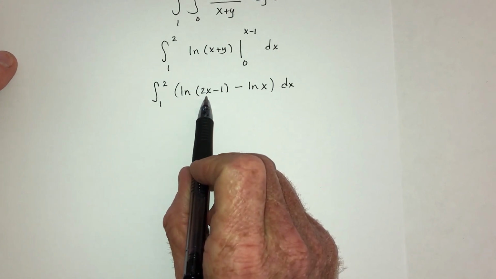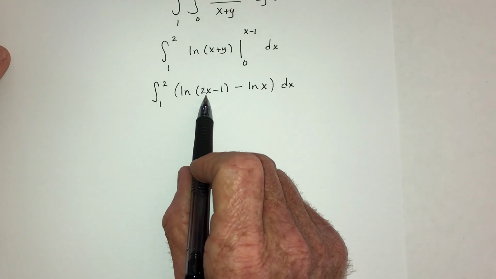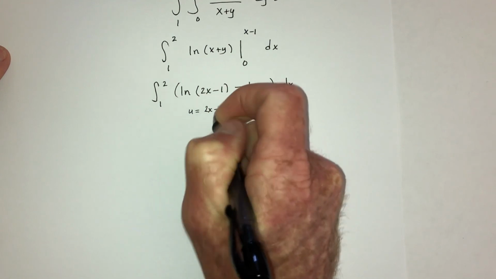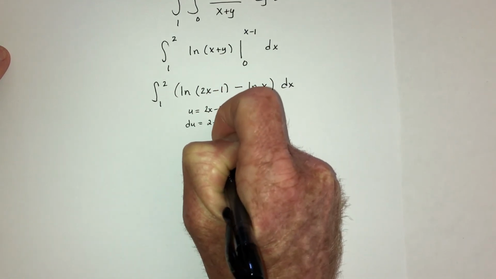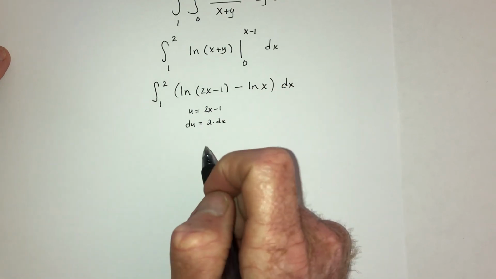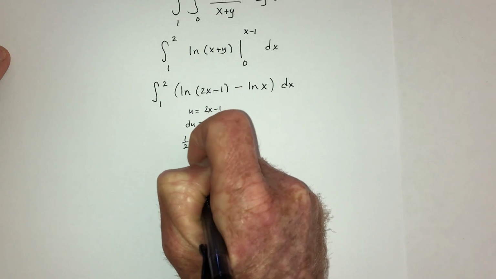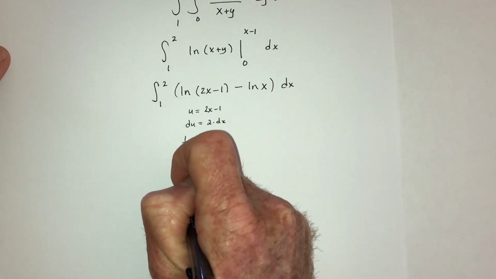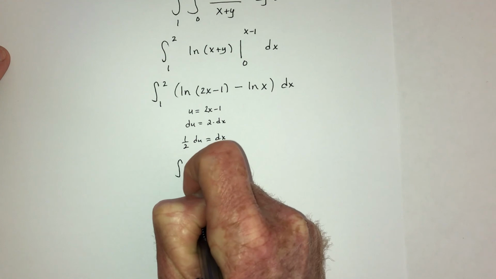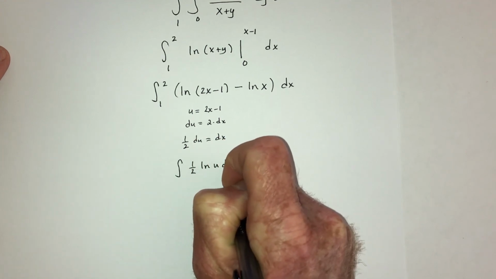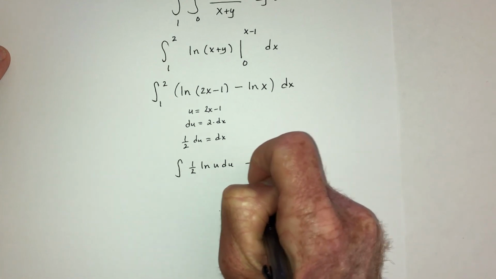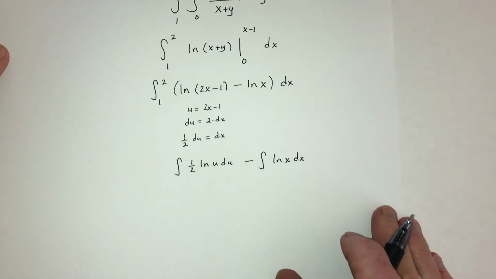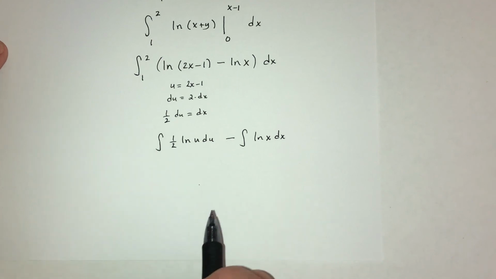Now for this one, it's not as simple as just an x. That one, I could do that formula. This one, I should probably use u substitution. So let u equal the 2x minus 1. The derivative of that would be 2 times dx. We don't have a 2 out here, so that means you have to multiply by 1 half. So this one would become integrate 1 half natural log of u du. And then this one would just be integrate natural log of x dx. I'll put the limits back in just a moment when I'm finished with this u substitution.